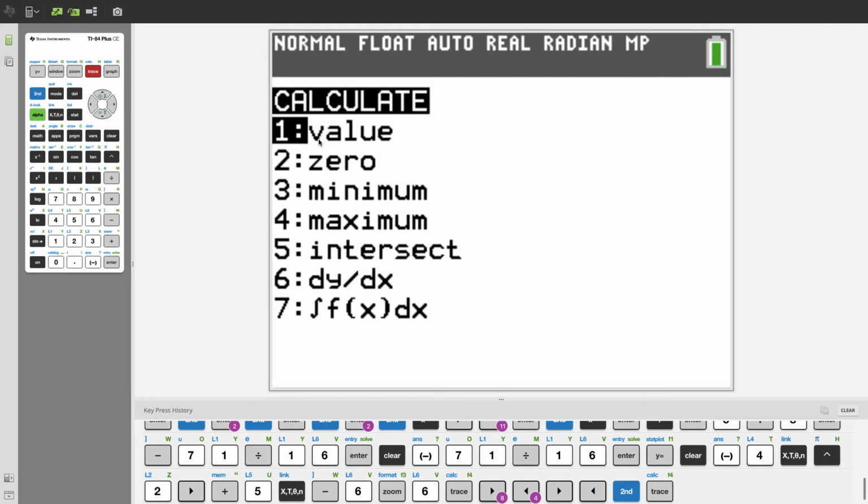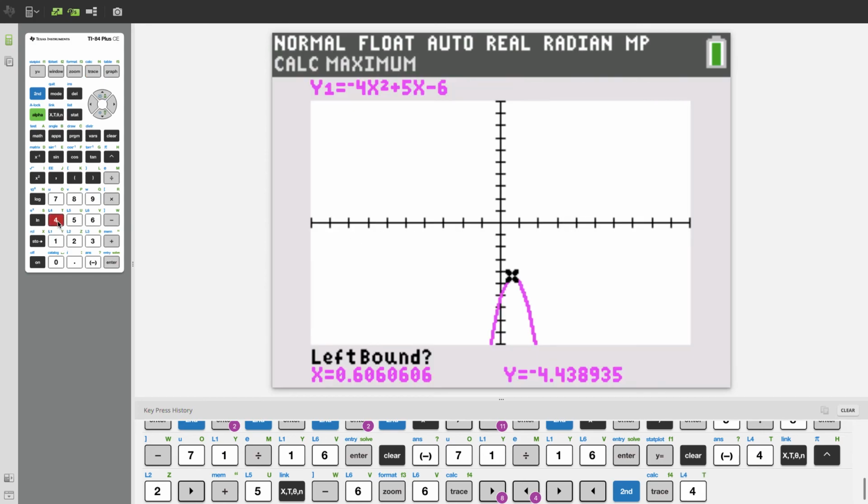So we need, well, that would be a max, correct? Yes. So we could do max. We could also do value if we wanted to, but let's just do max. So you can arrow to 4 or just hit 4. Okay. On your graph, it shows you the equation you have in front of you.